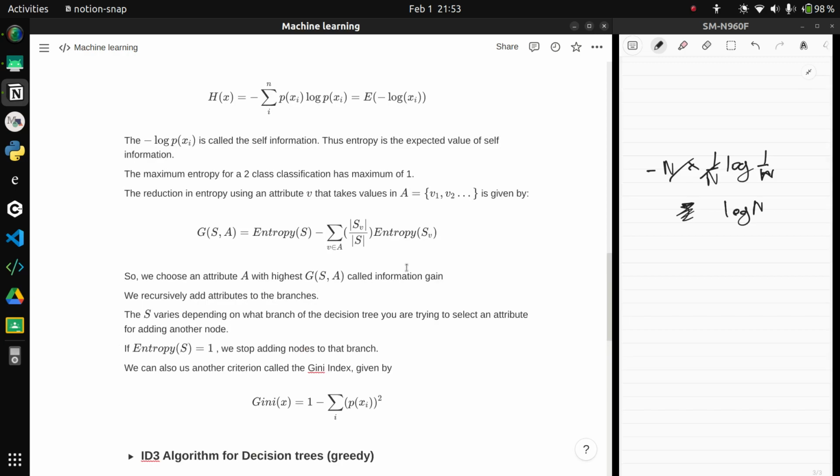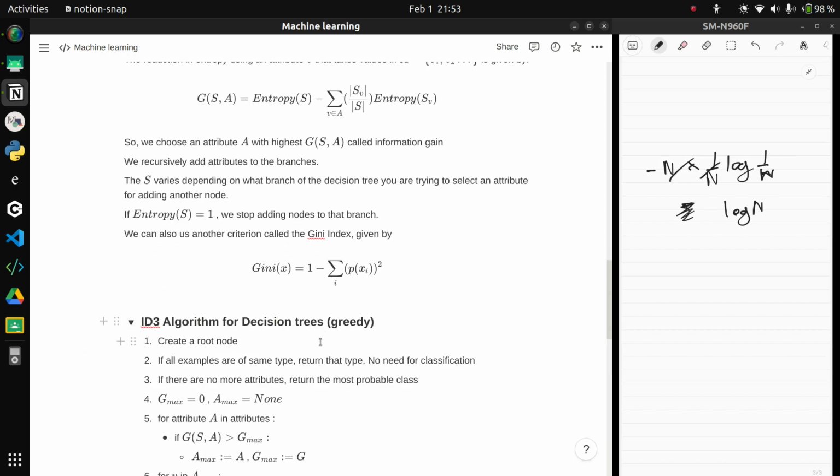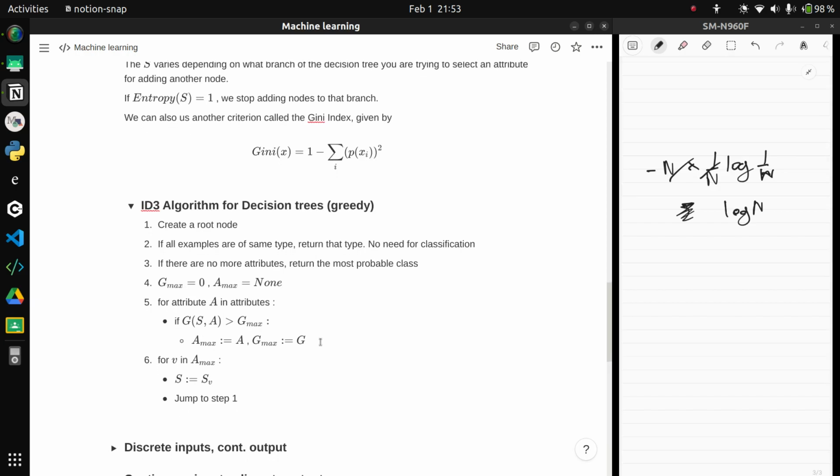So yeah, entropy is given by this weird looking thing, which is just the expected value of self-information, which is just negative log of p of xi. Gini index is given by 1 minus summation of p(xi) squared. And MSE, you know how to do that. Then you have the ID3 algorithm, which is, okay, I've written down the algorithm basically. Create a root node. So let's just follow along and see how this works. You create a root node. Cool.